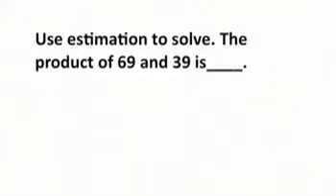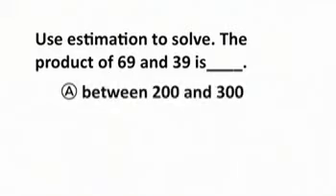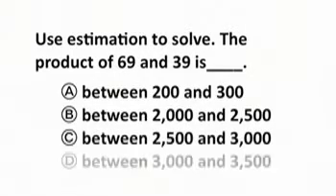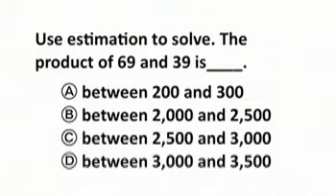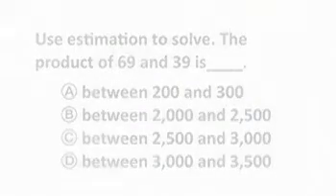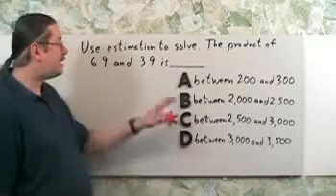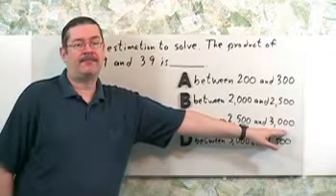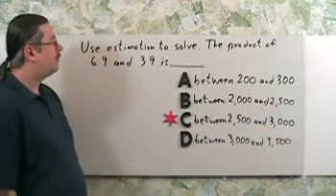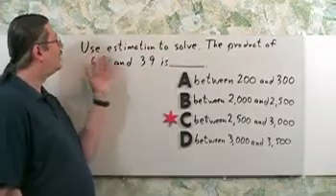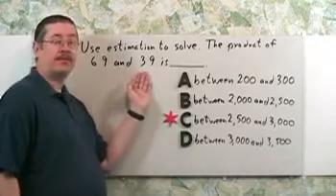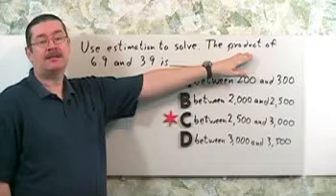Use estimation to solve. The product of 69 and 39 is... C is our answer. It's between 2,500 and 3,000. To work this problem out, read through it. They say use estimation, which means we don't have to actually multiply these numbers together. Just approximate them. Product means multiplication.